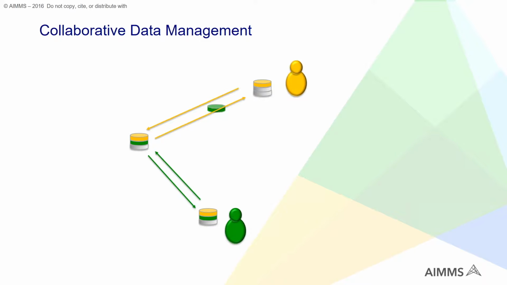So now the central data repository has information about both of their changes. And if Mr. Yellow is still on, he will get the data changes from Mrs. Green pushed to his session as well.